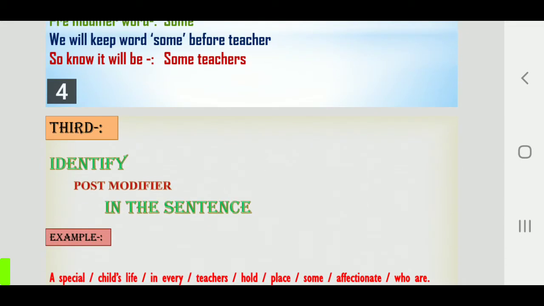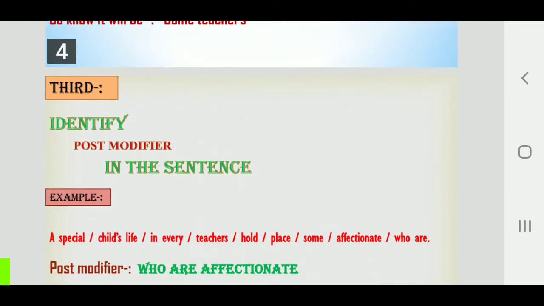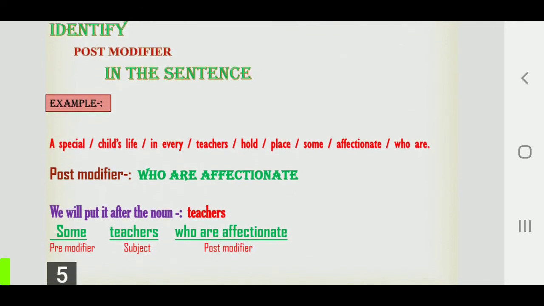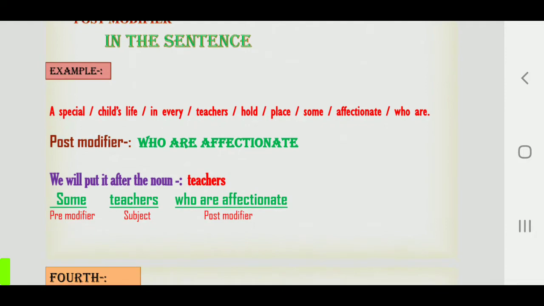Thereafter we will identify the post-modifier in the sentence. Here the post-modifier is who are affectionate. So we'll put it after the noun teachers. Teachers is a subject which is a noun word. Some is the pre-modifier, and the who are affectionate phrase is the post-modifier. So in this way a construction is made.